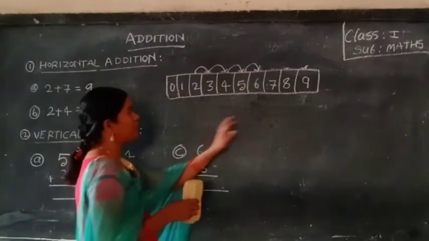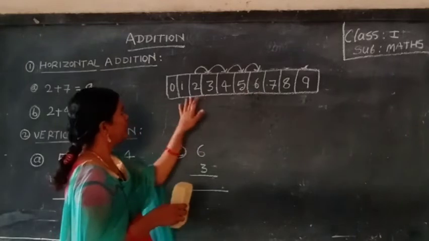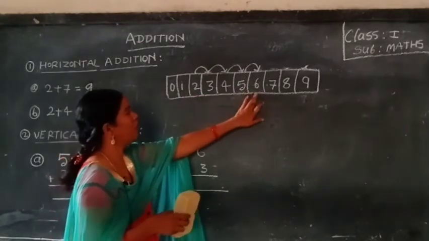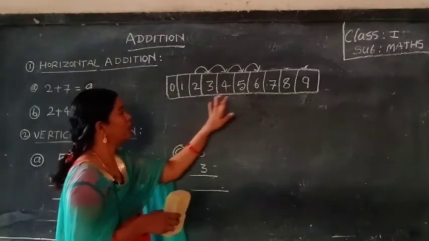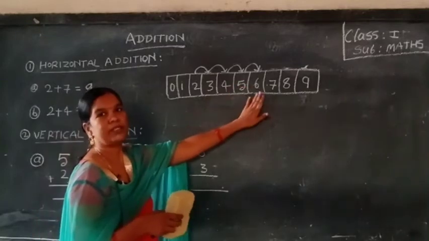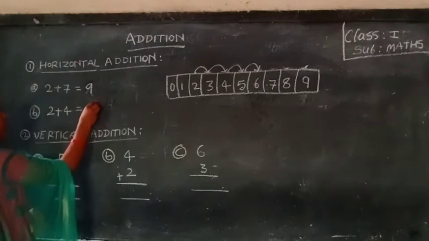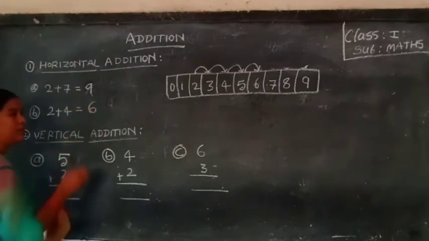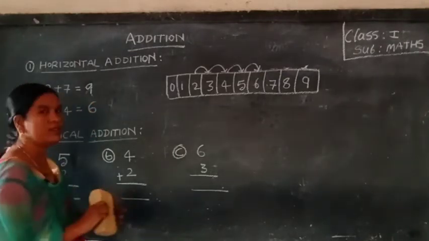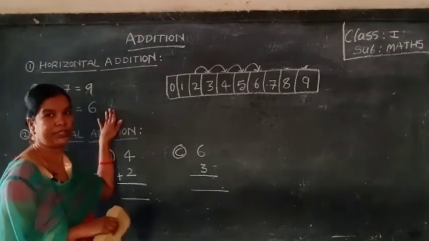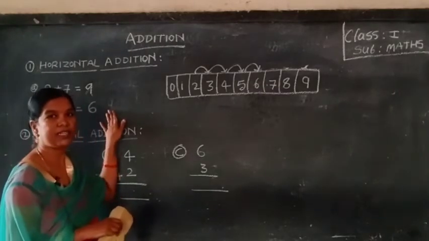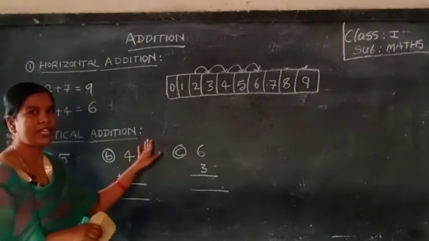1, 2, 3, 4. How much number do we get? 6. 2 plus 4. 1, 2, 3, 4. Jump 4 numbers by using arrow. 2 plus 4 we get 6. 2 plus 4 equals 6. This is horizontal addition.